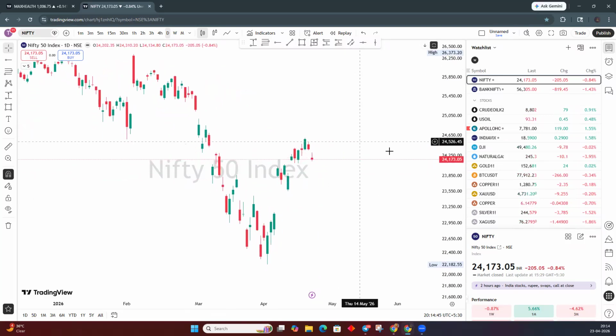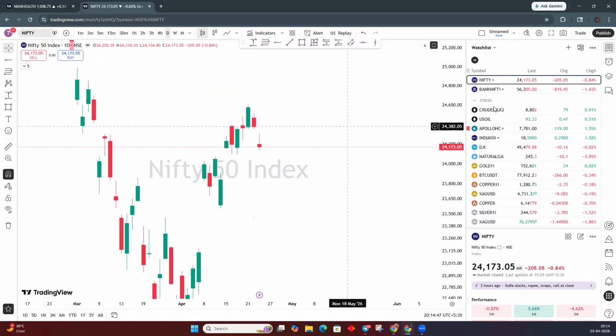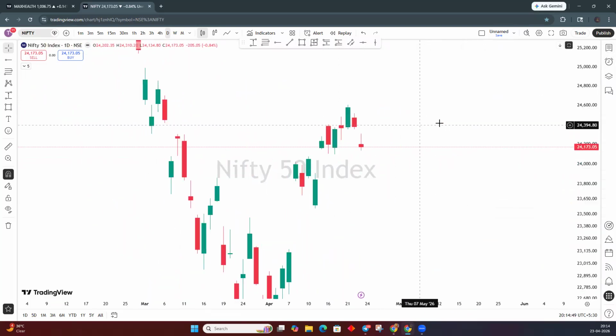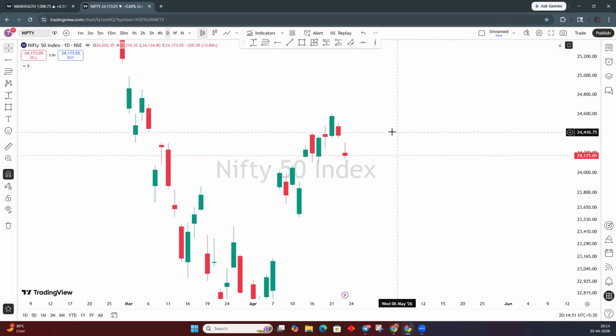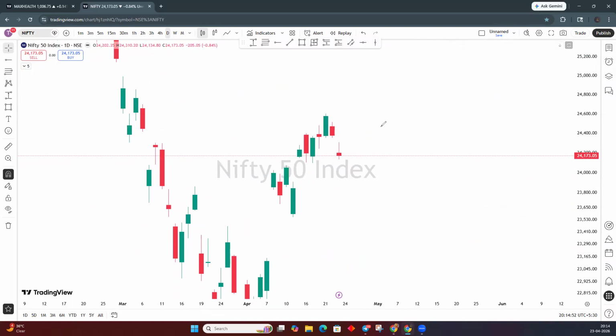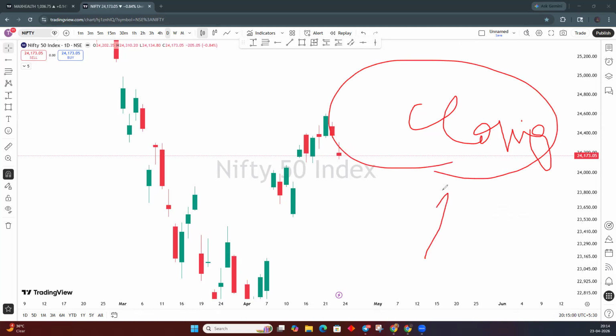In the Nifty, currently we can see the closing of today. Whenever you are analyzing any chart, first of all, the main thing you have to analyze is the closing. The closing point of any index shows what the next day's behavior will be.